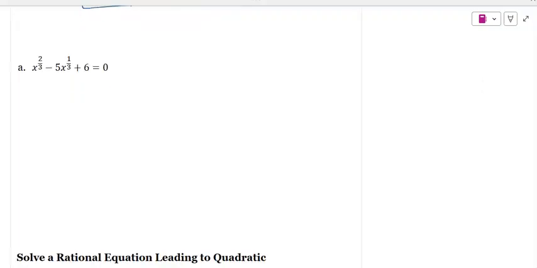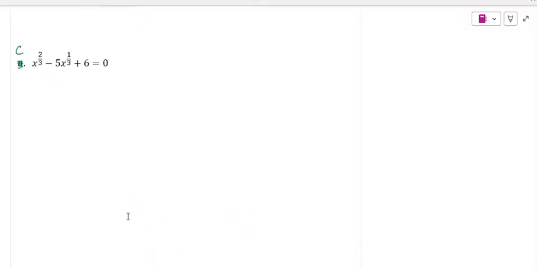This is example C. For example C, the middle term is sitting here, and so we know that our variable substitution is going to be u equals x to the 1/3 power.